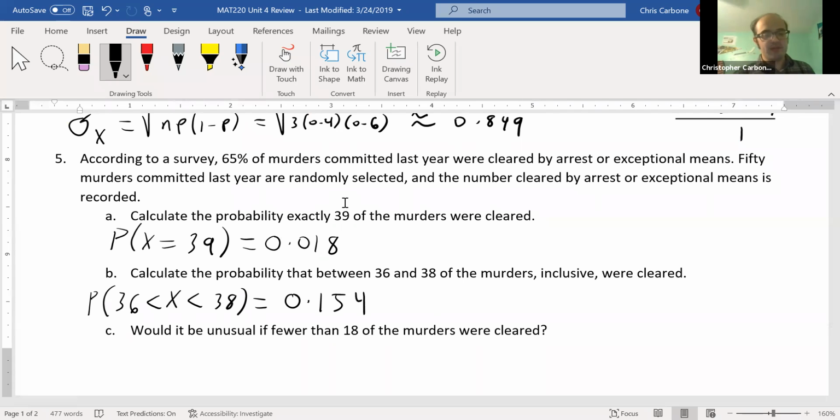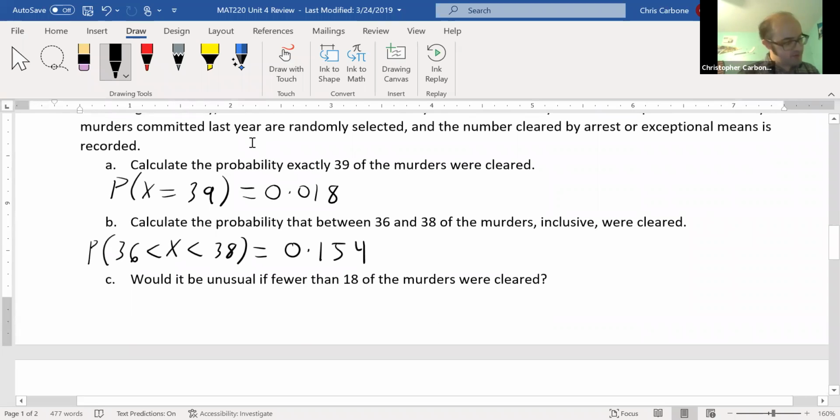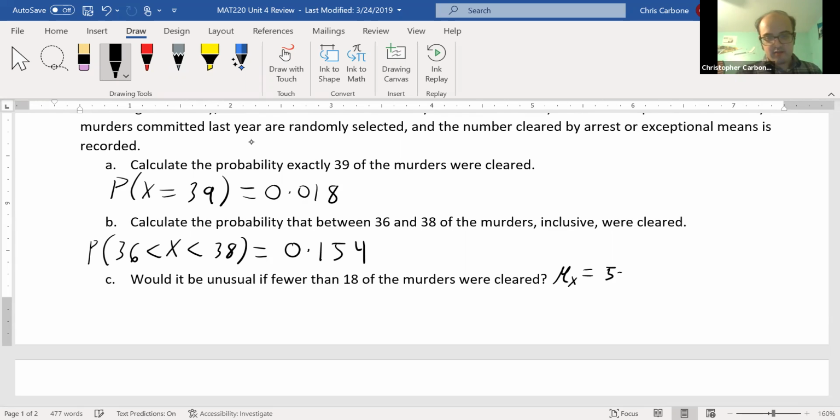I want to know, would it be unusual if fewer than 18 of the murders were cleared? So we could certainly go through the process of finding that probability for it, but we do not need to do that for this one. Here we could see that the mean of our binomial random variable is going to be 50 times 0.65, which gives us a value of 32.5.